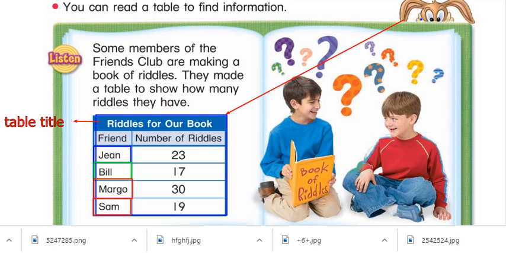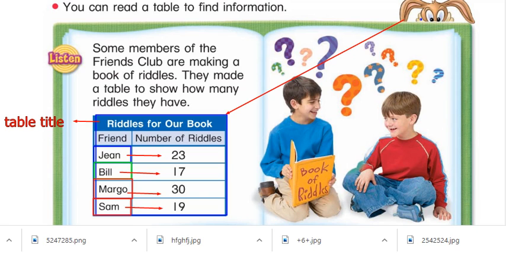If I want to know how many riddles for Bell, I go to the name Bell and then I go to the next column. I will see that Bell has 17 riddles. Okay? So let's check. Look, Jane has 23. Now Bill has 17. Margot has 30. And Sam has 19. So let's repeat again.